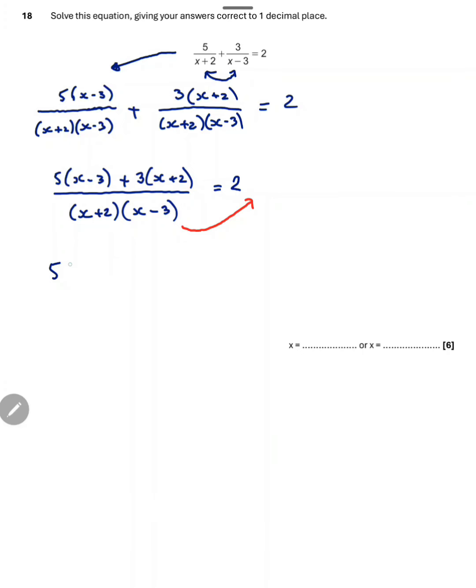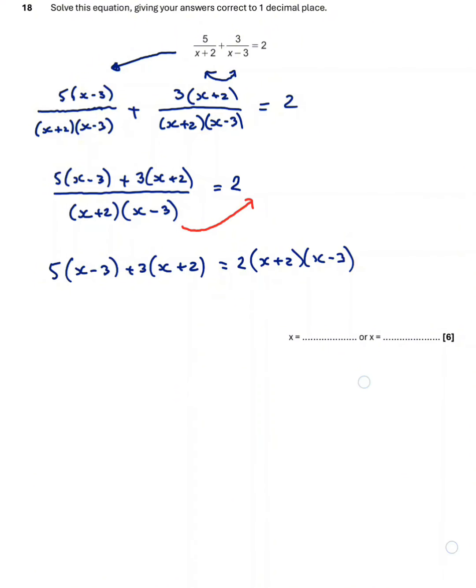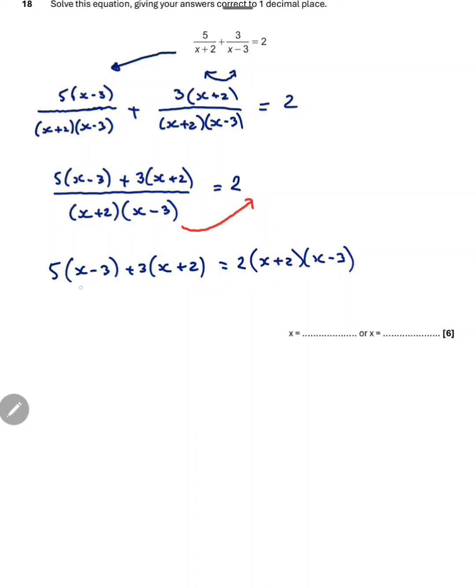What we get is 5 lots of x minus 3 plus 3 lots of x plus 2, just the numerator, equals 2 lots of x plus 2 lots of x minus 3. That denominator from above just came up as a giant multiplication. At this point, we've just got brackets to expand. So let's start smashing through that. 5 times x is 5x minus 15 plus 3x plus 6.